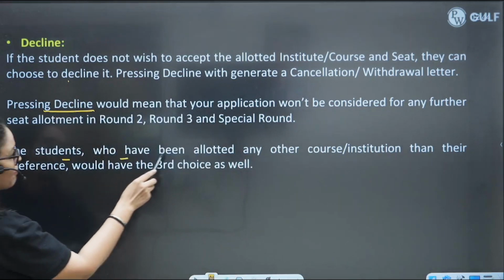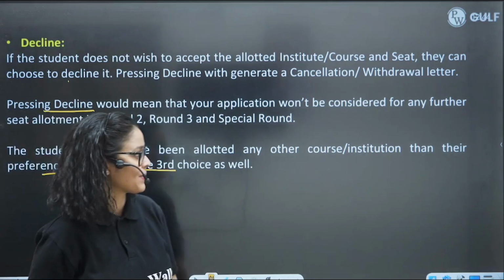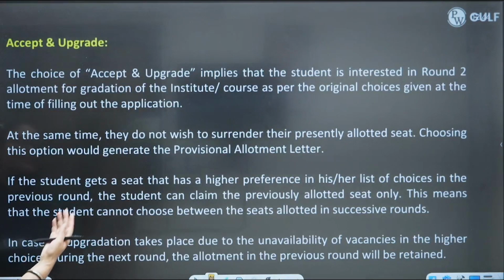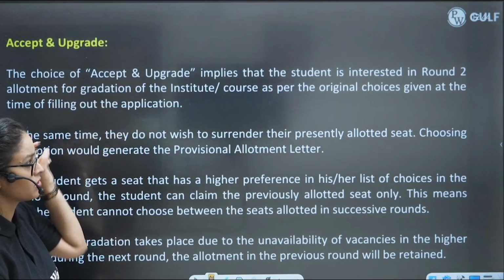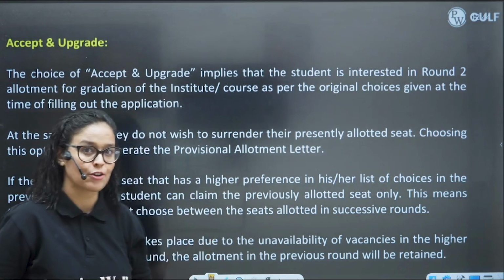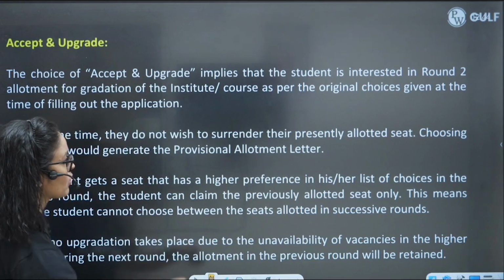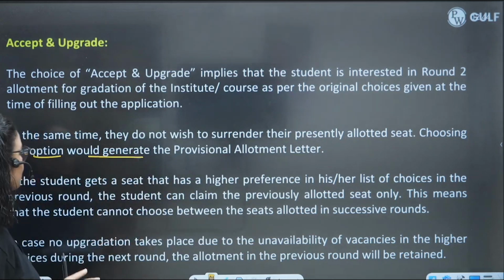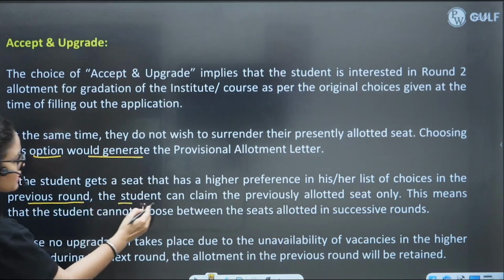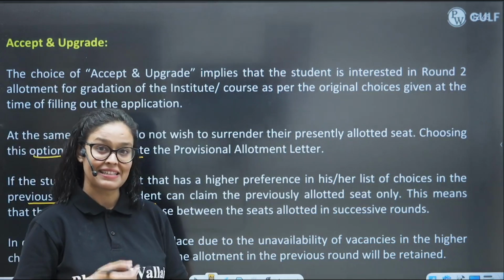Next, for students who have been allotted any other course or institute, their preference would have the third choice as well. That means you can actually go for the second and third round, right? So you can accept and upgrade. I have told you, you have this third option, accept and upgrade. You can go for the upgradation if you are not satisfied with the college that is allotted, and at the same time you don't wish to surrender your present allotted seat. Choosing this option would generate the provisional allotment letter, and if the student gets a seat that has a higher preference among his or her choices in a later round, the student can claim the previously allotted seat only. This means that the student cannot choose between the seats allotted in successive rounds.